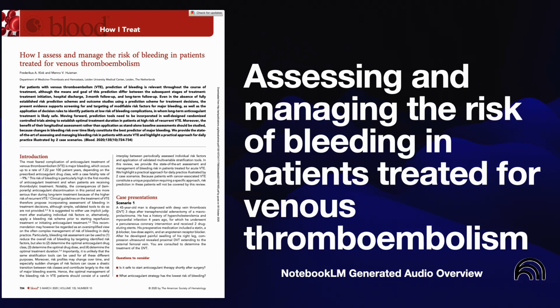When our models can truly integrate not just the risks, but the consequences of those risks, that's when we'll be able to calculate a much more meaningful net clinical benefit and truly personalize VTE treatment duration decisions. That's the future we should be working towards.